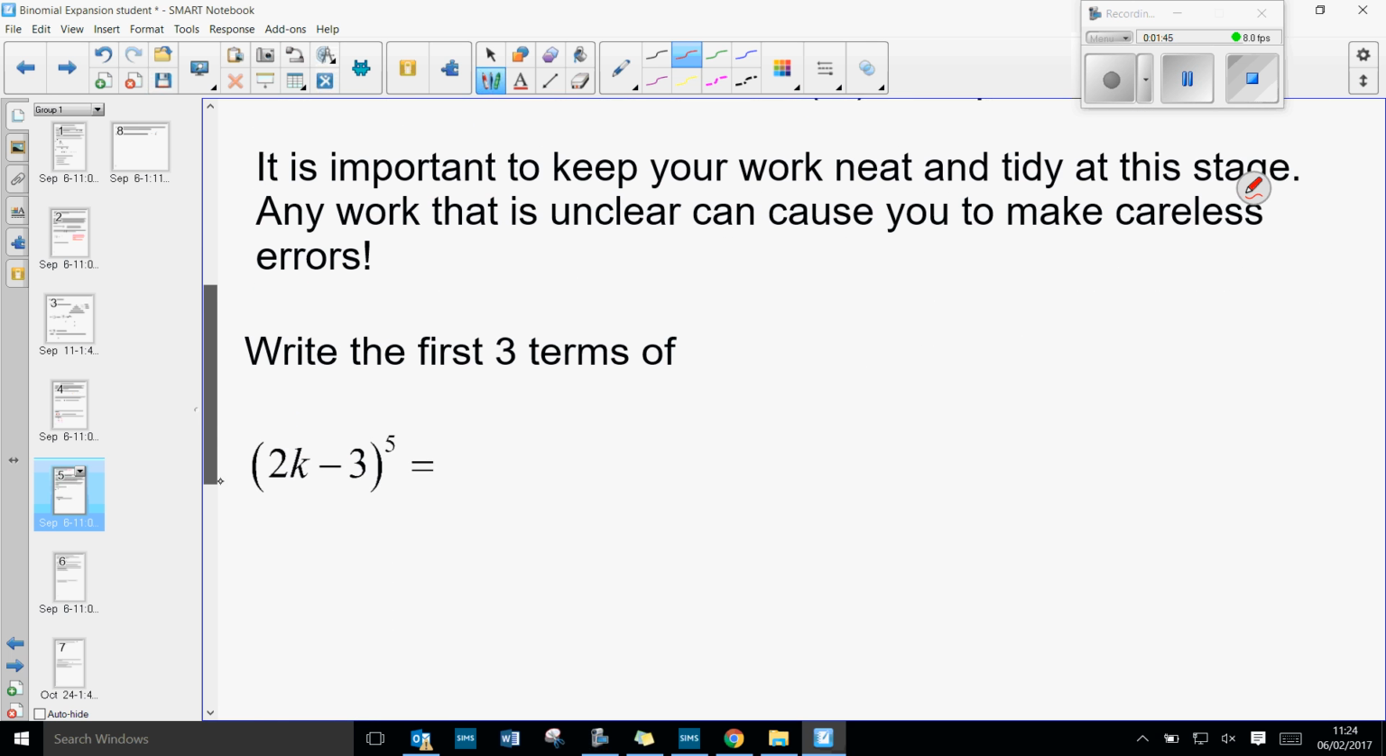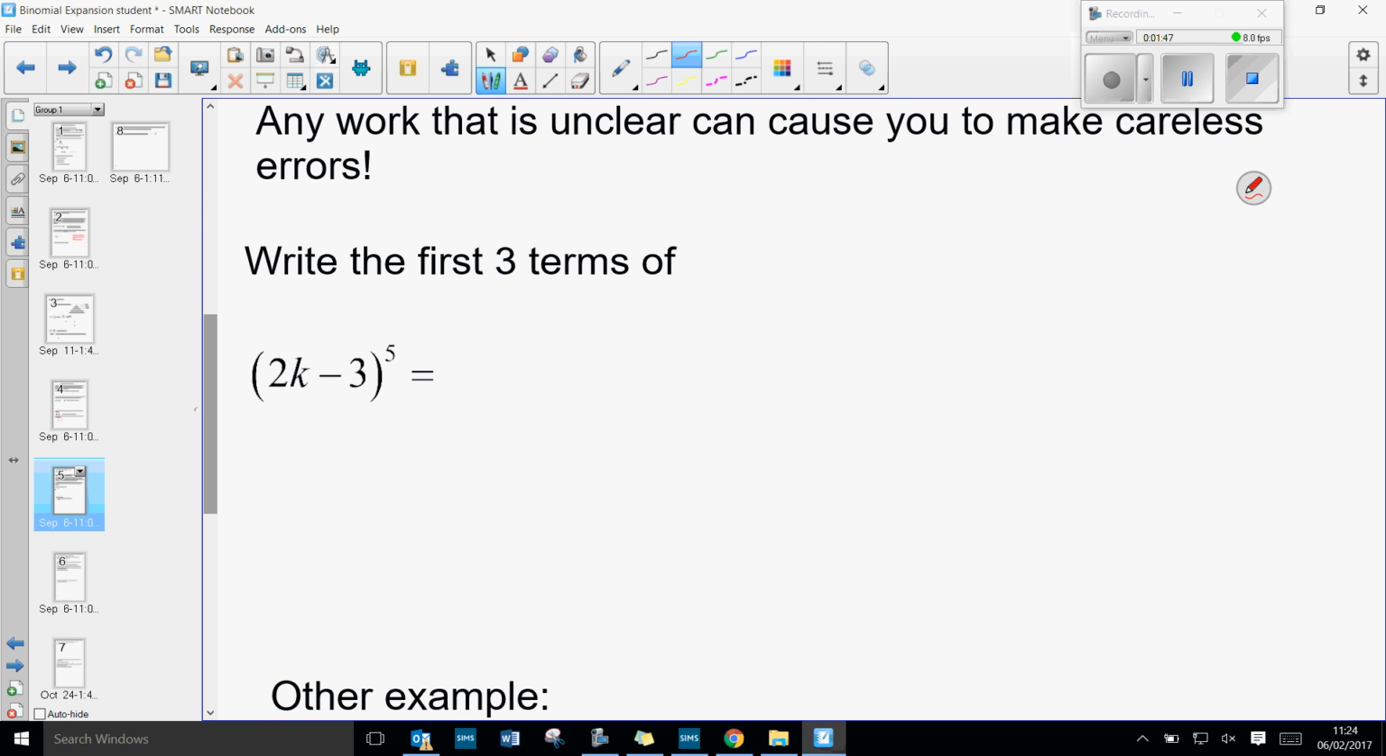So if we're writing the first 3 terms of this expression here, what did we say happens? We start with 1 as our first coefficient, because that's always the first thing in Pascal's triangle. And we're going to multiply that by term A, which is 2k to the power 5. So remember, the first term always has the same power as the expression. And then the negative 3 is to the power 0.